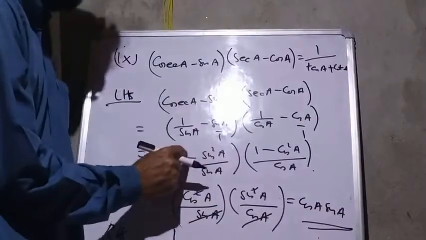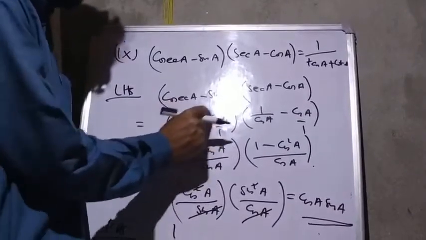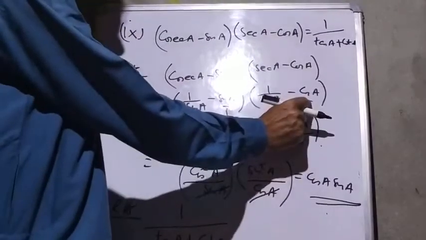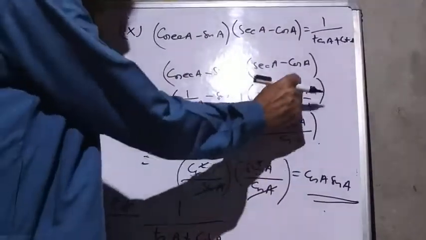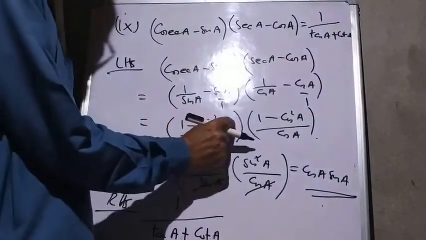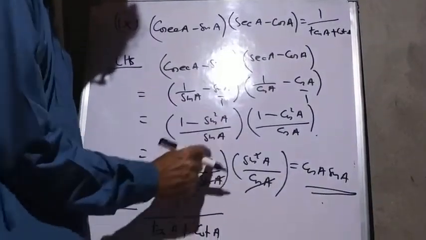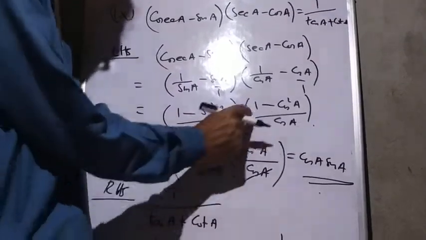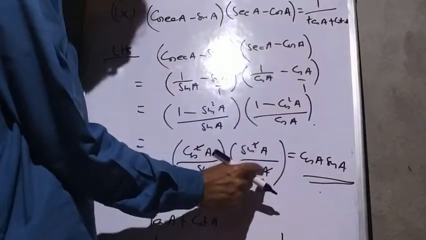So by cross multiplication, 1 into 1 is 1, sin into sin is sin square A divided by sin A. Similarly in this, 1 into 1 is 1, cos into cos is cos square A divided by cos A. Now we know that 1 minus sin square theta is cos square theta. So for 1 minus sin square theta we shall write here cos square A divided by sin A into 1 minus cos square, which is sin square A divided by cos A.